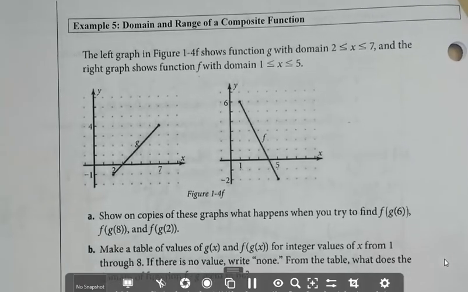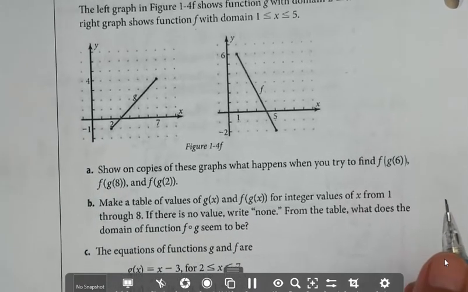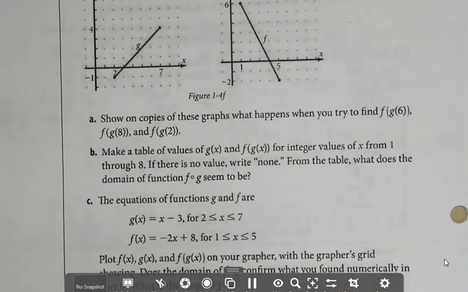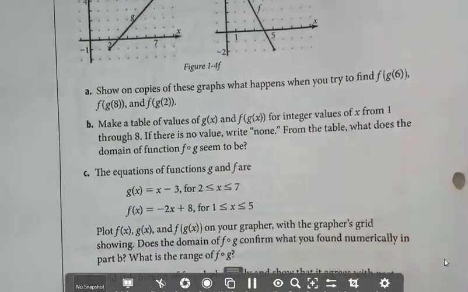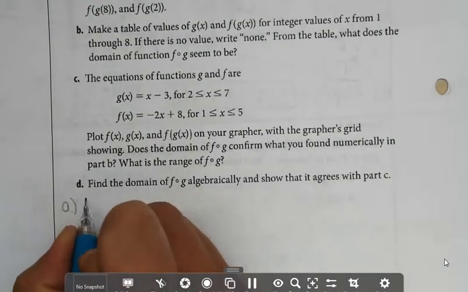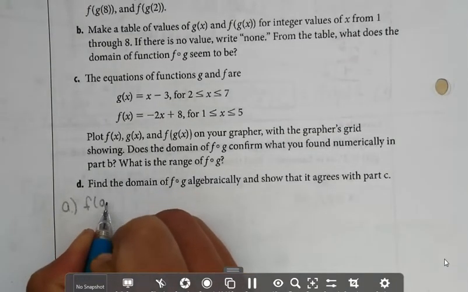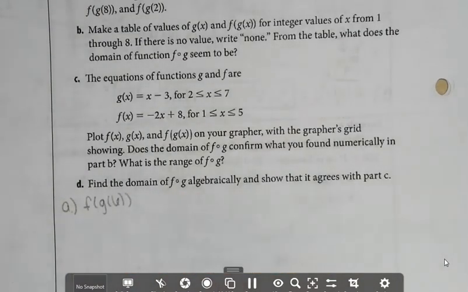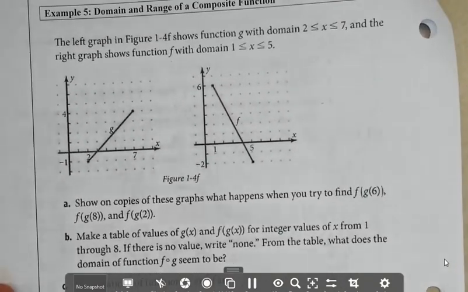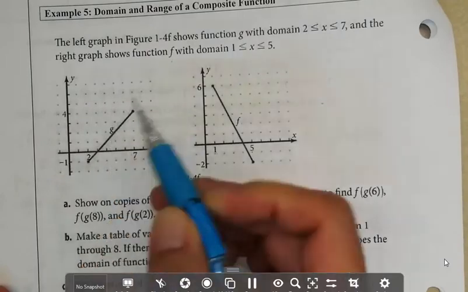All right, so for A, we'll go ahead and mark this up, but I think I'm going to come down here and do a little bit of writing. So for A, I want f of g of 6. Now what's going to happen when I do that? So first of all, let's go to the g function. We want g of 6.